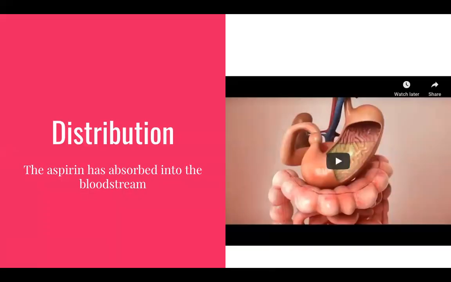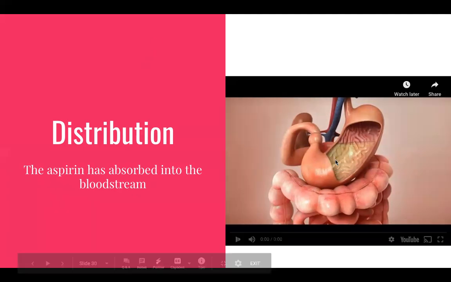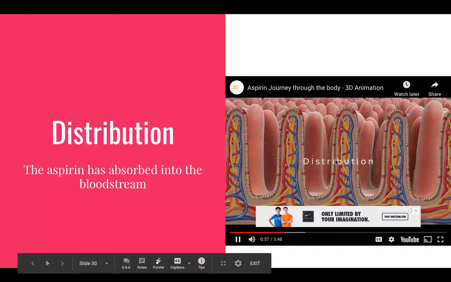Our next step in pharmacokinetics is distribution. Here, the aspirin has already absorbed into the bloodstream. Now it must be distributed to the tissues. Distribution.